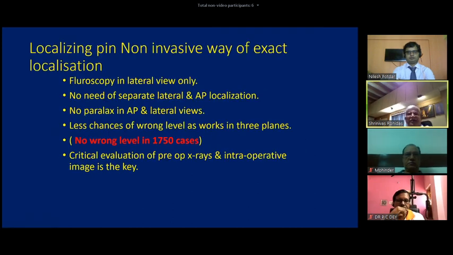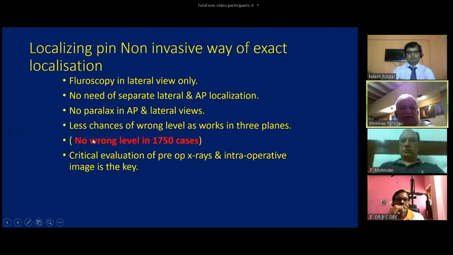We use the localizing pin for the lumbar region. There is a separate pin for the cervical region. We use fluoroscopy in the lateral view only. There is no need for separate lateral and AP localization. There are very few chances of wrong level because of this localization, and this is a non-invasive way of localization.